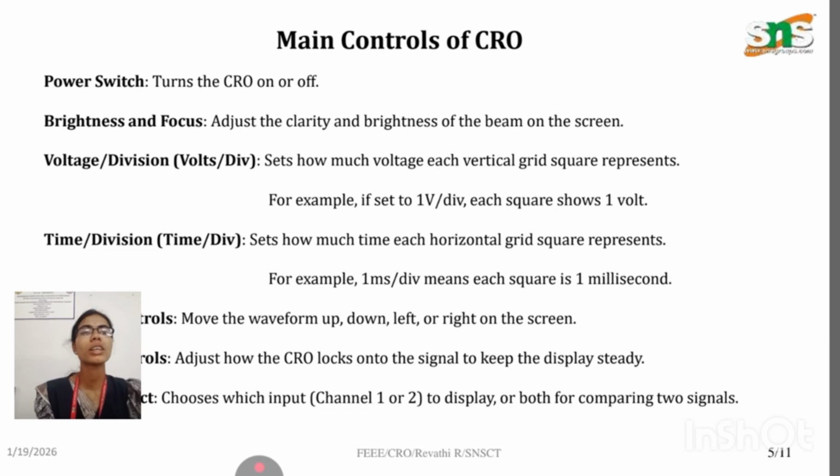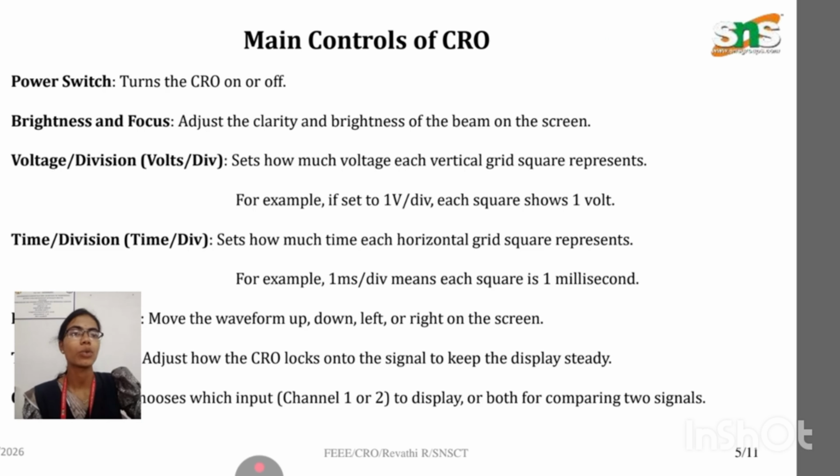The position controls move the waveform up, down, left, and right on the screen. Time division is used, for example, for 1 millisecond per division, or 1 millisecond per square. The voltage division is used to set the vertical grid square representation. For example, if set to 1 volt per division, each square shows 1 volt. If we set 2 volts per division, it shows 2 volts. Time division also works the same way. We choose which input channel, 1 or 2, or display both for comparing two signals, which is connected through the probes to the voltage source and to the CRO.